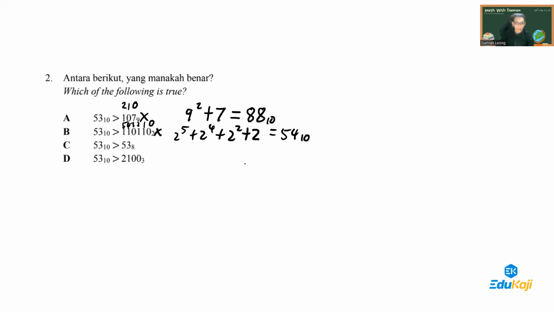53 in base 8, actually, this is obviously true. There's no way when I convert to base 10 it will be a bigger number. It will always be a smaller number. Just to verify, it is 5 times 8 plus 3, which is 43 in base 10. So 53 in base 10 is larger.